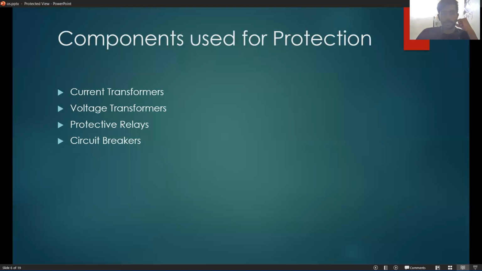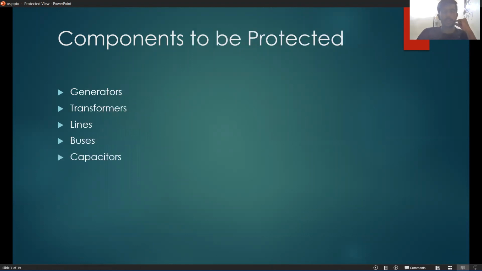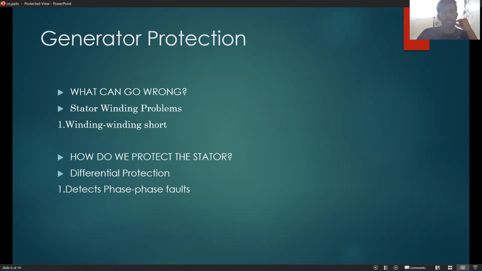like this. So components used for protection are current transformers, voltage transformers, protective relays, and circuit breakers. And components to be protected are generators, transformers, lines, buses, and capacitors.